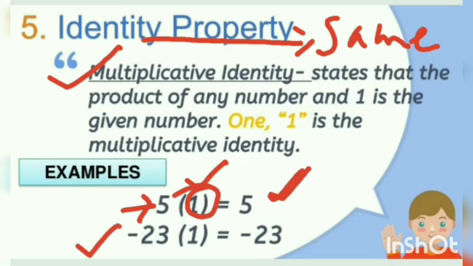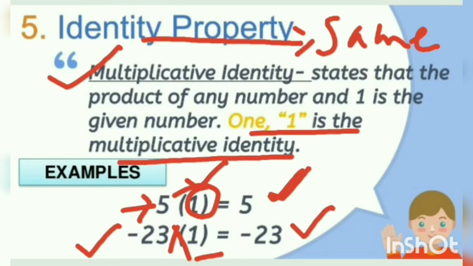See the second example also. 23 is the given number and we want the product as 23. So we have to multiply 23 with 1 to get the same number. So the multiplicative identity is always equal to 1 in the case of multiplication.